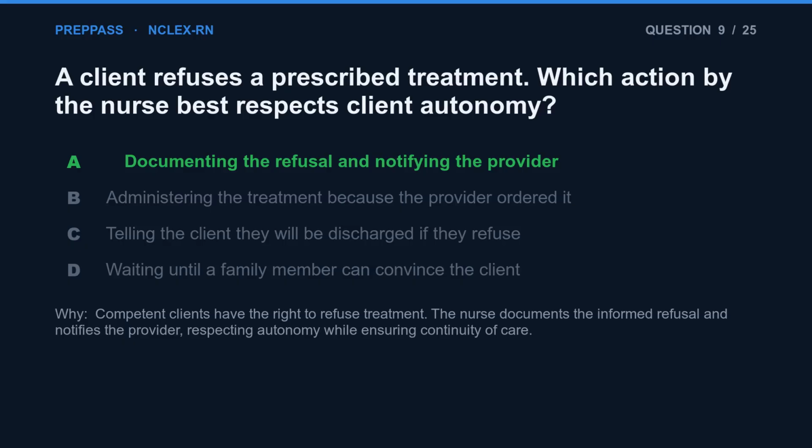The correct answer is A. Competent clients have the right to refuse treatment. The nurse documents the informed refusal and notifies the provider, respecting autonomy while ensuring continuity of care.